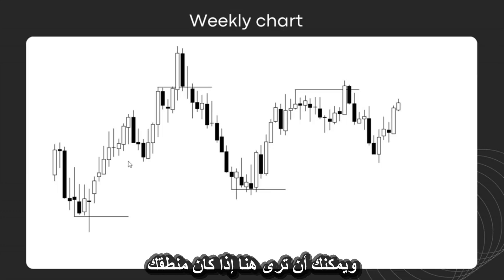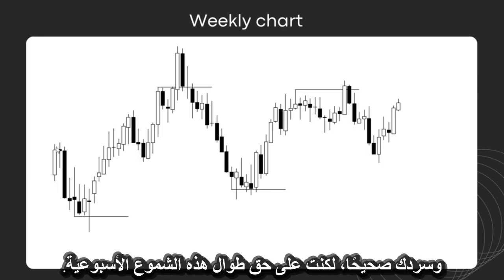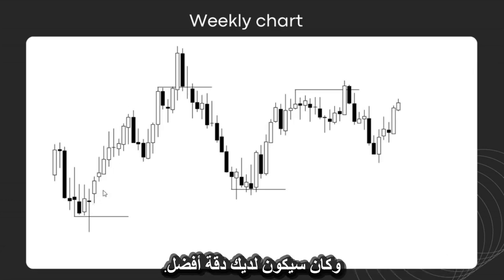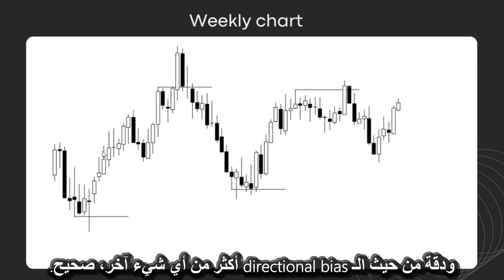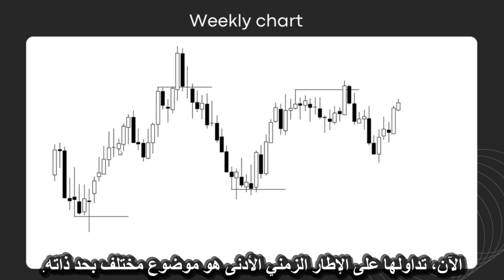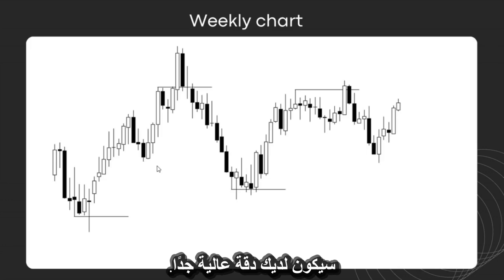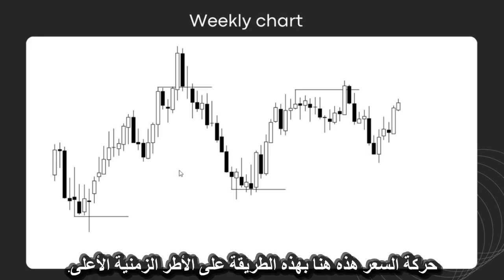And you can see right here, if your logic and narrative was correct, you would be right for all these weekly candles, and your buys and your drawn liquidity would be better than most traders, and you would have had a better precision and accuracy in terms of directional buys than anything else, right? Now, trading them on the lower time frame is a different topic in itself, and we're going to discuss that. But in terms of directional buys, you would have a really high precision and accuracy if you determined and if you use this price action right here in this way on the higher time frames, right?